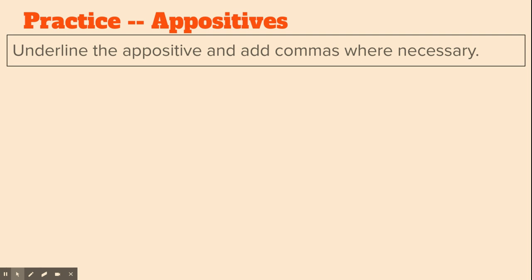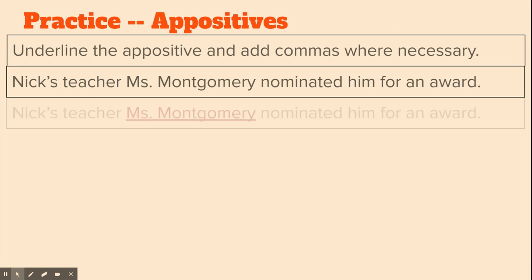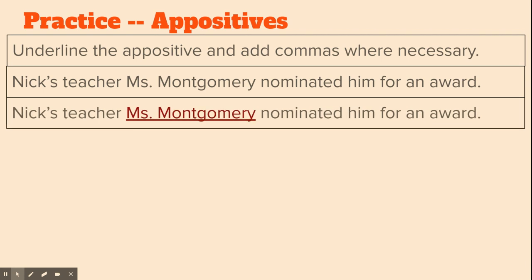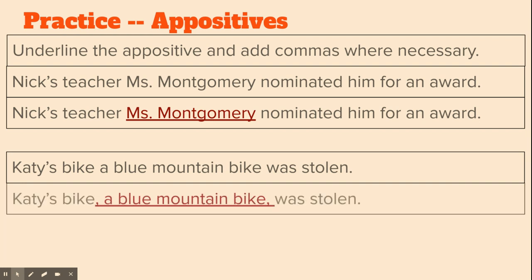Let's practice some more. Underline the appositive and add commas where necessary. Nick's teacher, Miss Montgomery, nominated him for an award. This sentence does use commas. Katie's bike, a blue mountain bike, was stolen. The appositive here is a blue mountain bike. This is set off with commas.